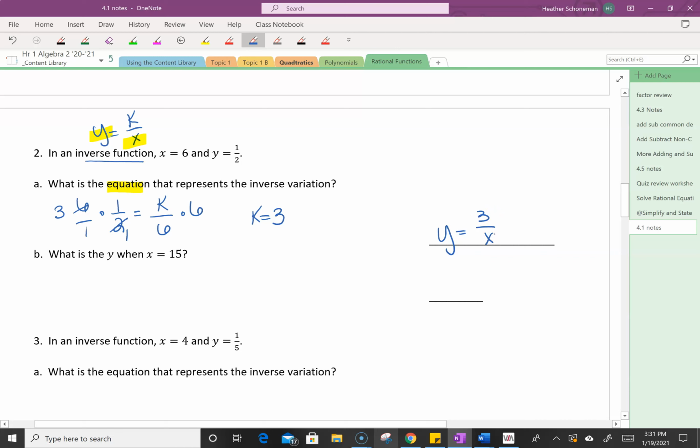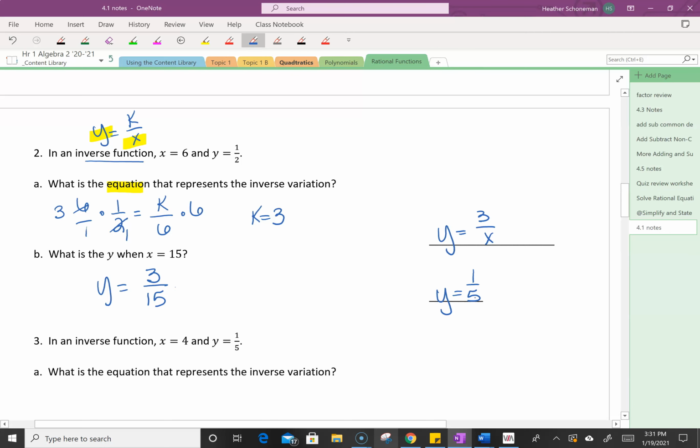So now the question says, part B, if you know the equation, let's figure out what an x and y would be in a different situation. So in this different situation, they want to know y when x is 15. So we have 3 over 15. Well, 3 over 15 reduces not to 5, but to 1/5.